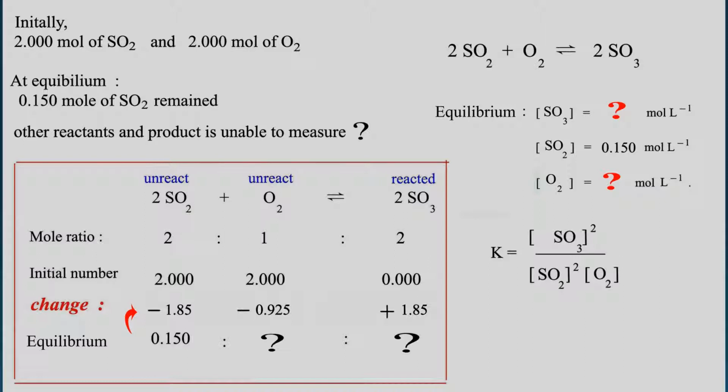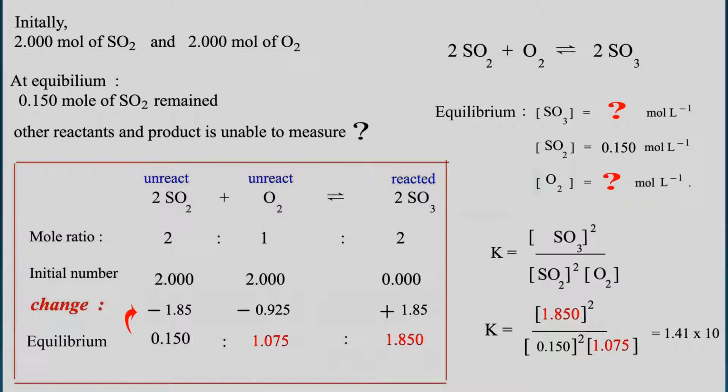Here you get 2 minus 0.925. Here 0 plus 1.85. So now you have all the equilibrium values that they were short of. Now you can put them into the equation of K. Now you can work out the answer.